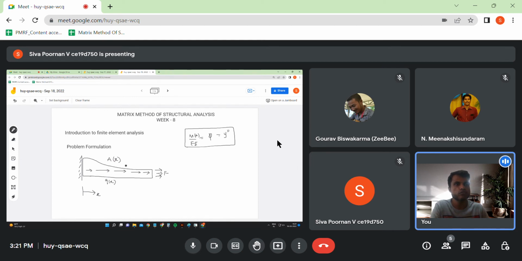Now how do we formulate a differential equation for this? So what we do is we take a small infinitesimal element, which is at a distance of x from the reference point.